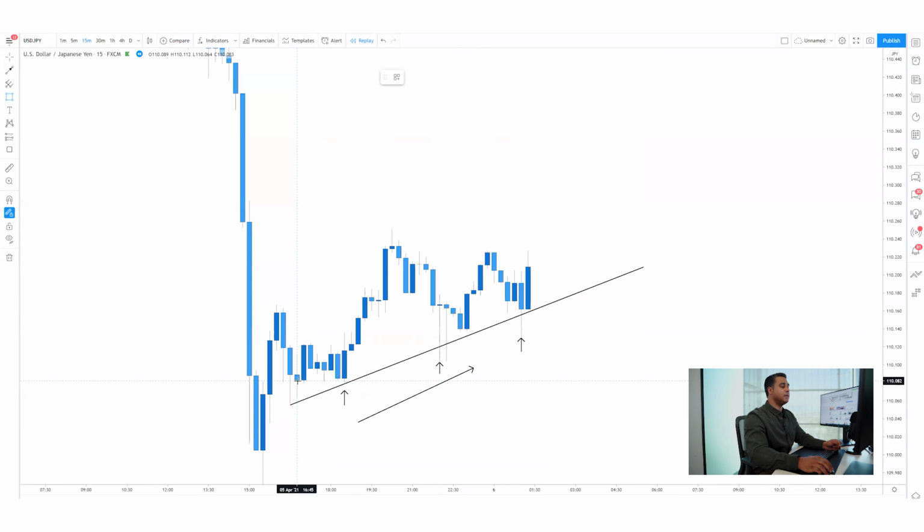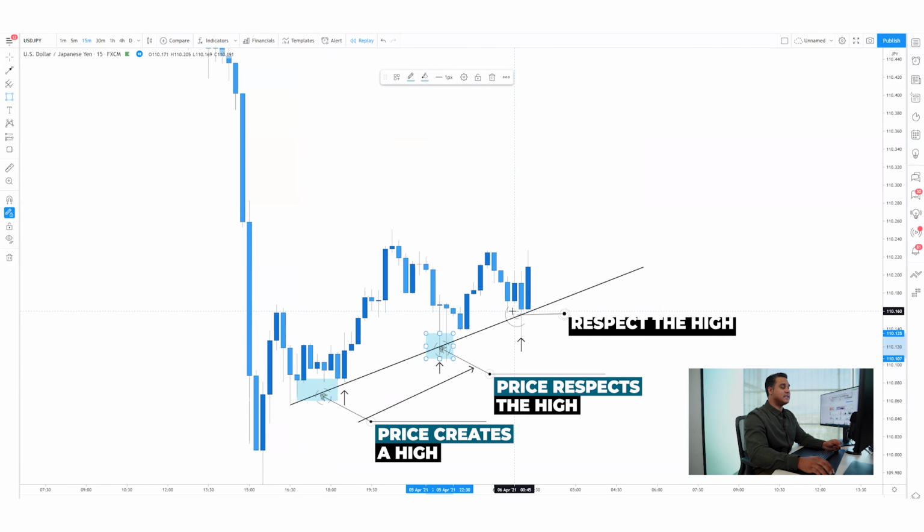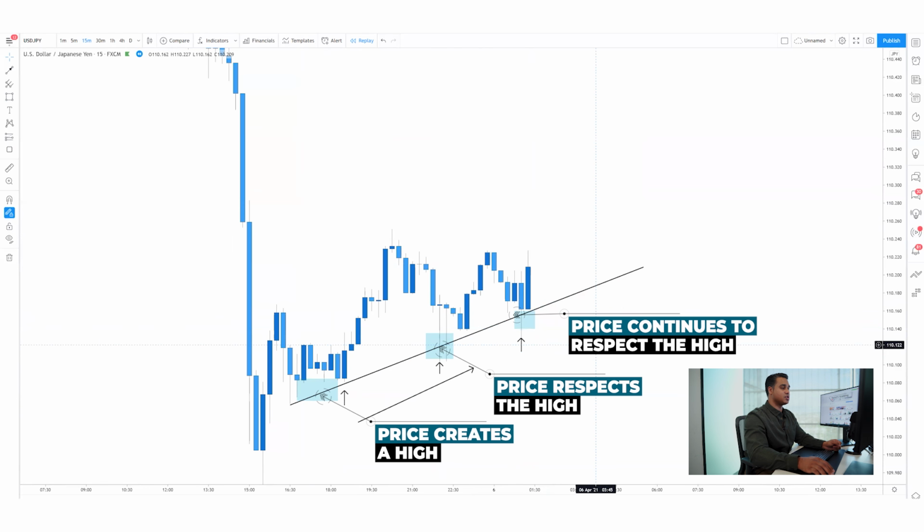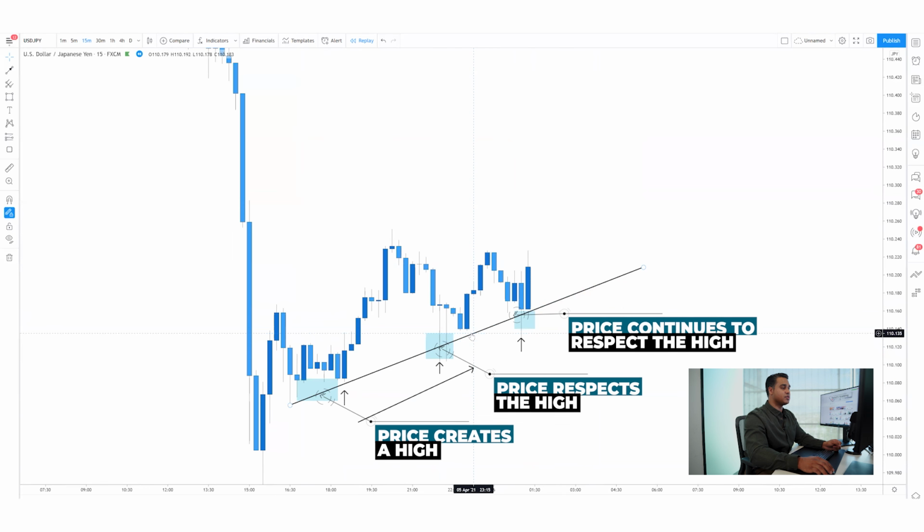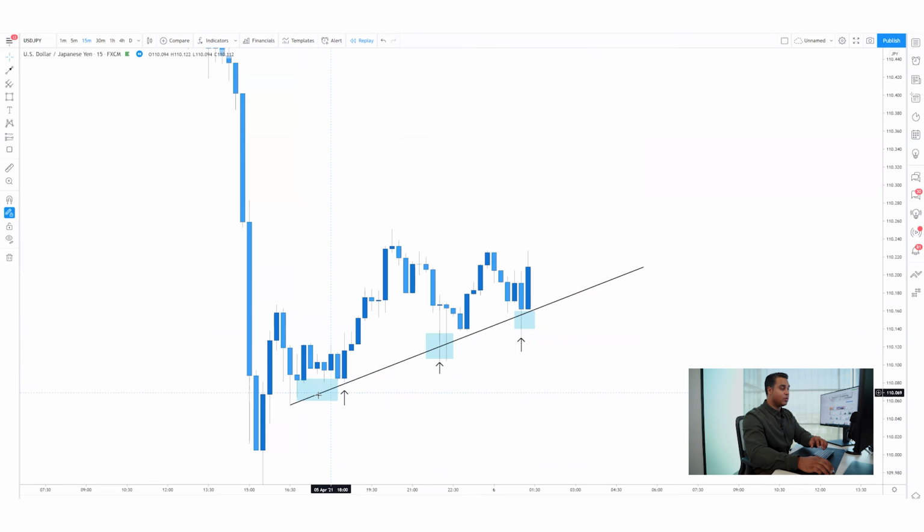We can also see here that price creates a high, respects the high, and continues to respect the structure here. And that structure is representative of this brick wall where price is trading above. Now remember what I said: as long as price is trading above this brick wall, you're good to buy the market at any stage.